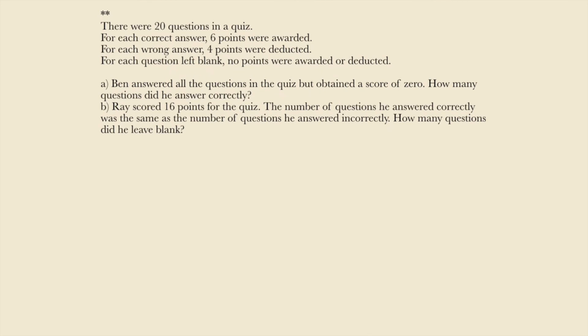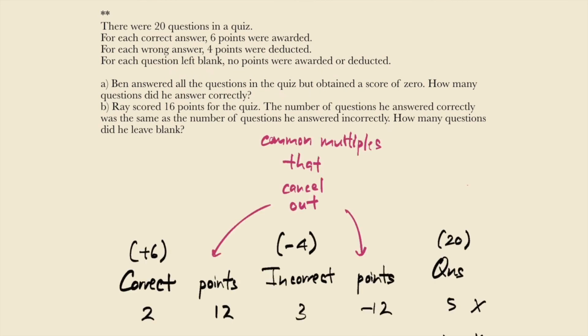So bearing that in mind, notice that I'm not even bothered with the number of blank questions. It's just correct or incorrect. Yeah, there are a total of 20 questions. It has to be, but the number of points are common multiples of 6 and 4, and they have to be the same because that means they cancel out. So let's say I'm looking for 12. Common multiple of 6 and 4, 12.